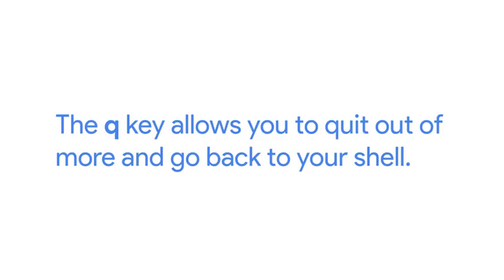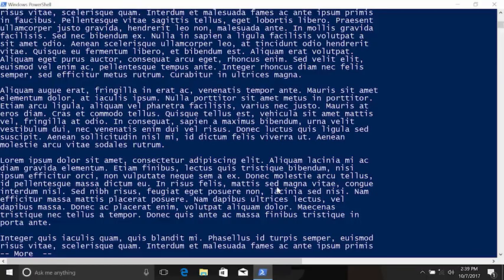The Q key allows you to quit out of More and go back to your shell. If we want to leave the More command and go back to our shell, we can just hit the Q key. Here we are.